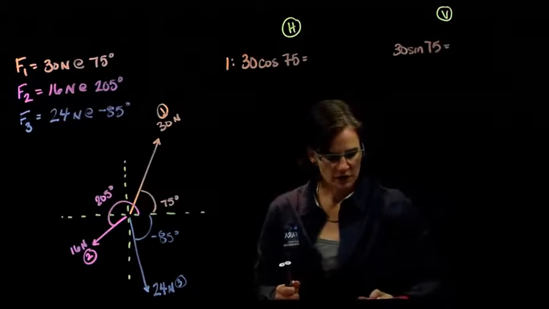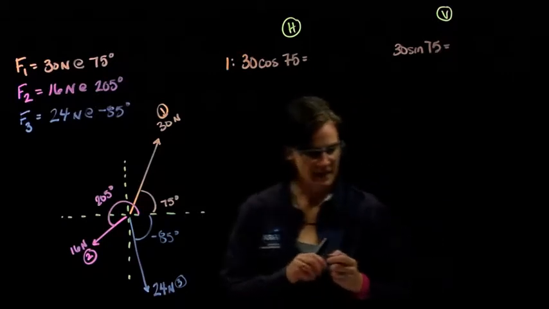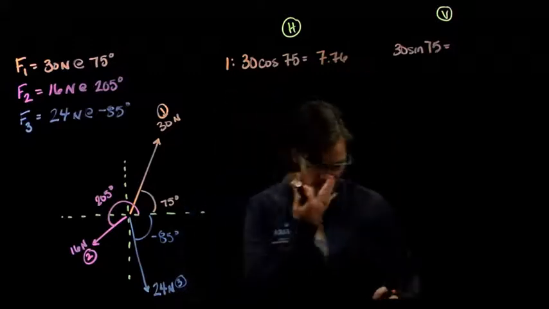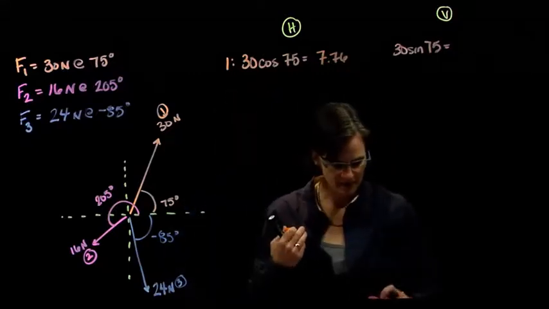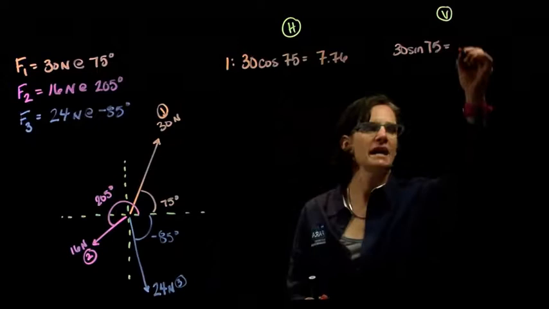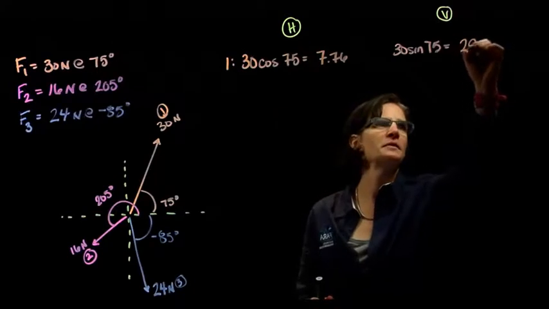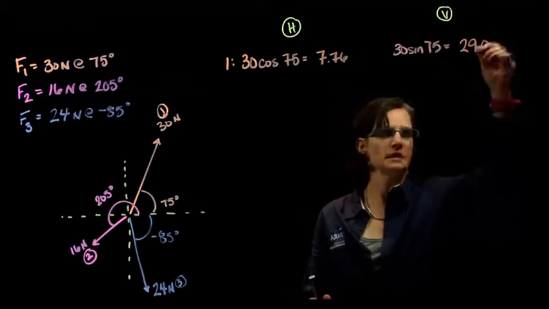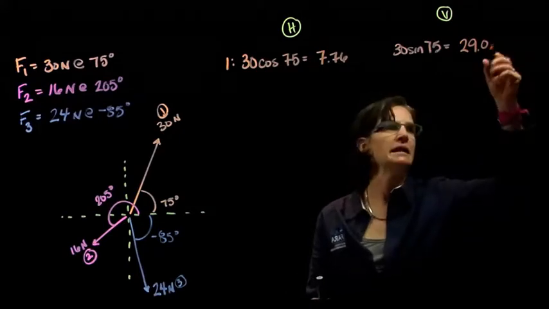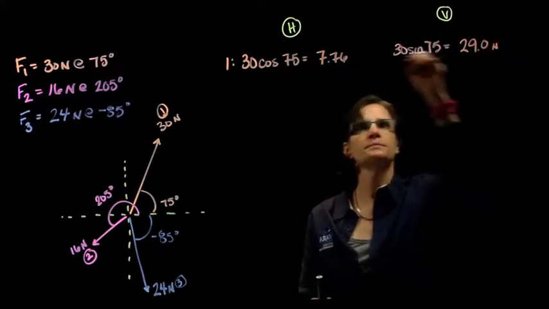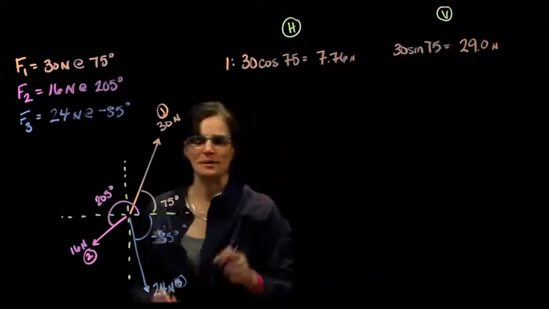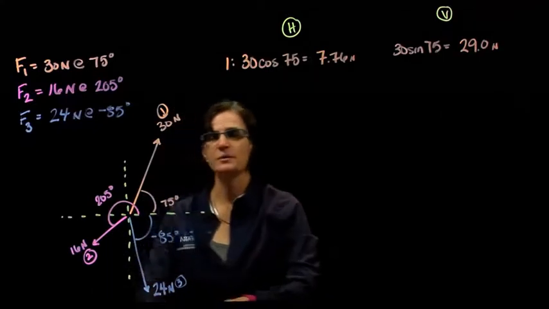So 30 cosine of 75 is 7.76 newtons, and 30 times the sine of 75 is 29.0 newtons. So it's 28.97. So if I round to a single decimal point, I got 29.0 newtons. They're both positive, as they should be. I'm in quadrant number 1. All right, force number 2.